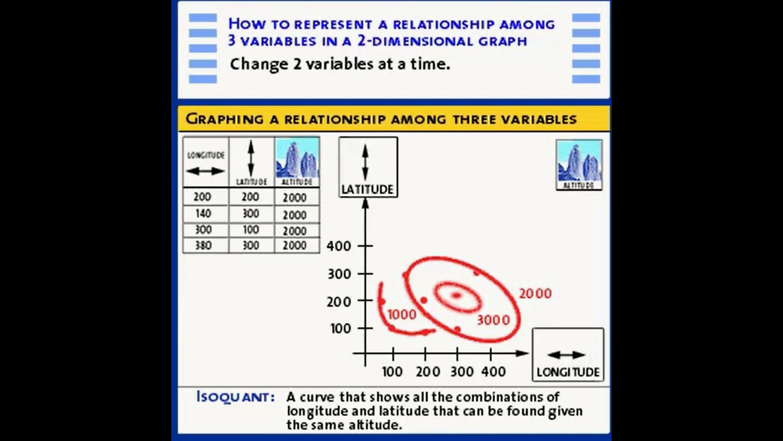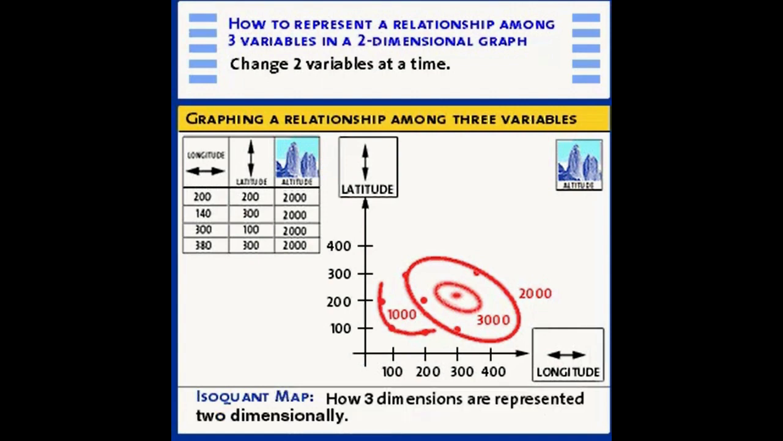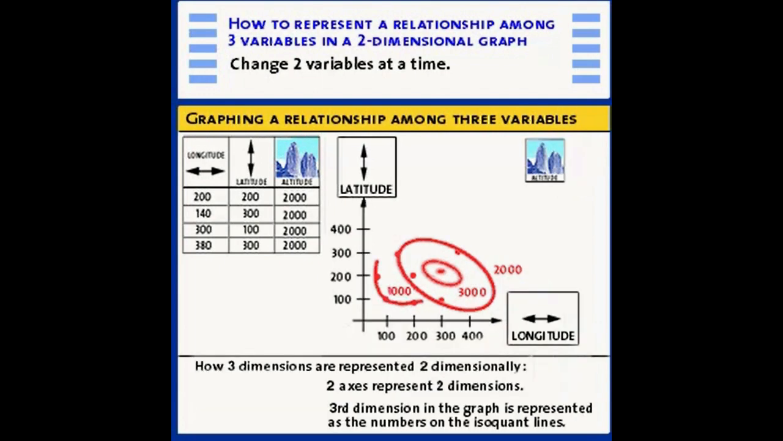This is the way an economist represents three dimensions in a two-dimensional graph. We use the two axes to represent two of our dimensions, in this case, east and west and north and south. And we represent the third dimension in the graph as the numbers on the isoquant lines. Later, we'll be using this tool to represent consumer preferences, as well as the trade-off between factors of production in the making of goods and services.